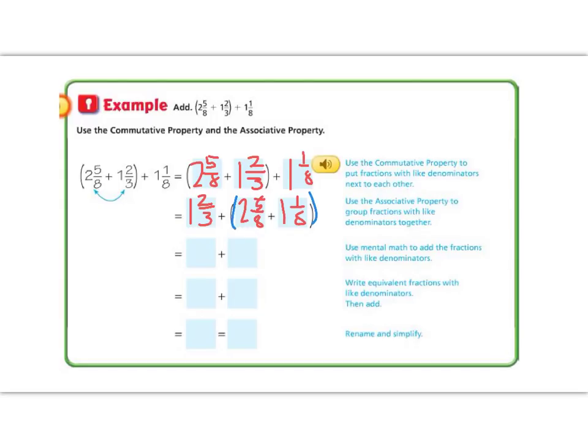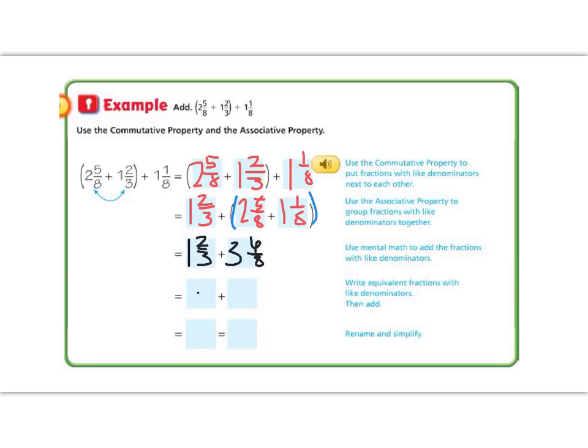So I have 1 and 2/3, and then we can do this math in our head. 5 plus 1 is 6/8, and 2 plus 1 is 3. So we have 3 and 6/8. Now we are going to need a common denominator. Let's go ahead and change them. 3 and 8 have a common denominator of 24.